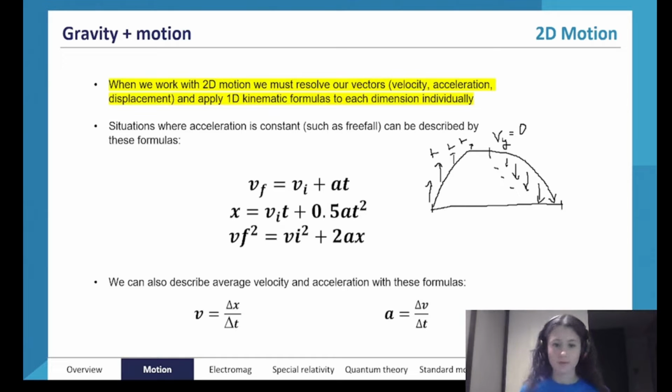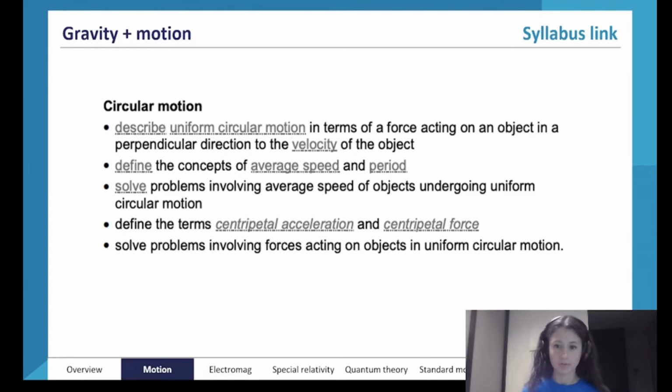Okay, now we're going to get onto an overview of circular motion. So remember, we are describing uniform circular motion. We're going to be going over the concepts of average speed and period. And then we're going to solve problems using the formulas in our formula sheet, and also go over the terms centripetal acceleration and centripetal force.